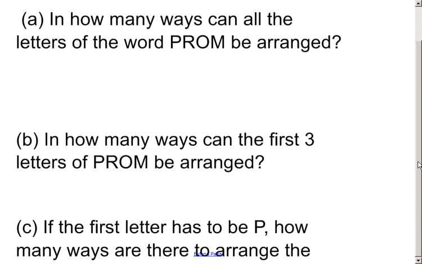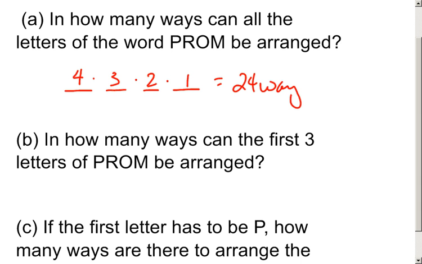So, for the first one, again, remember one of the best ways to go through doing this is just to give out number blanks. We're going to talk about more complex ways in a minute. But if we have four slots here, you have four choices for the first one, three choices for the second letter, two, and then one. So that would give you a grand total of 24 ways.